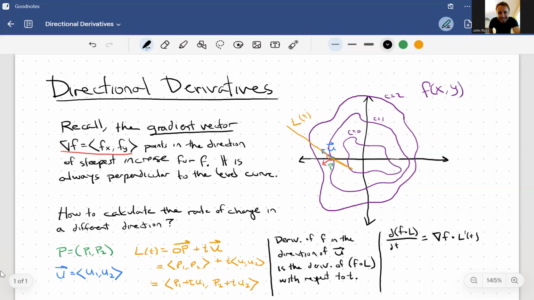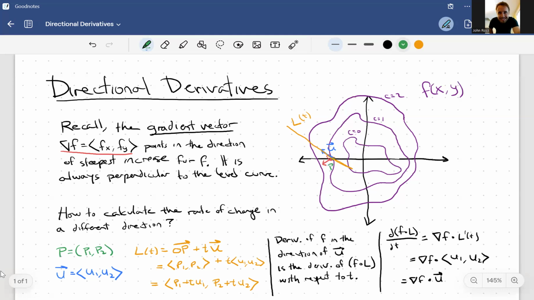And so this becomes the gradient of f dotted with the vector. And now the derivative will be 0 plus 1 times U1, comma, 0 plus 1 times U2. And that is just our original direction vector u. So when the dust settles, the directional derivative of our function with respect to the direction u is the gradient of f dotted with this vector u.